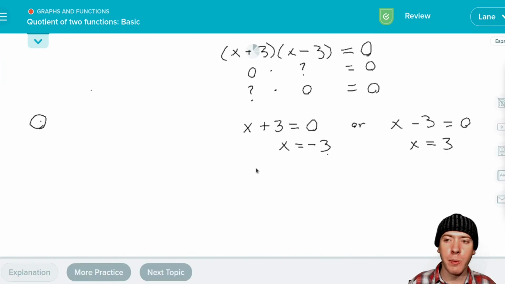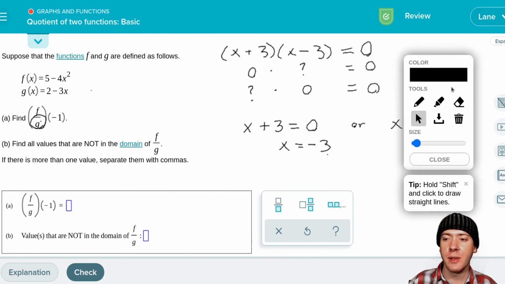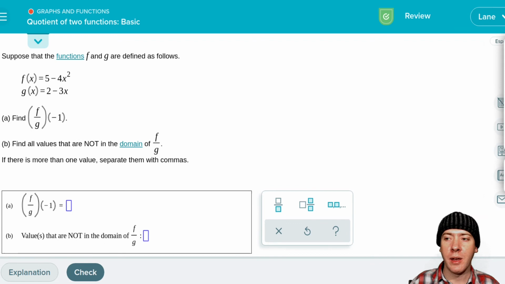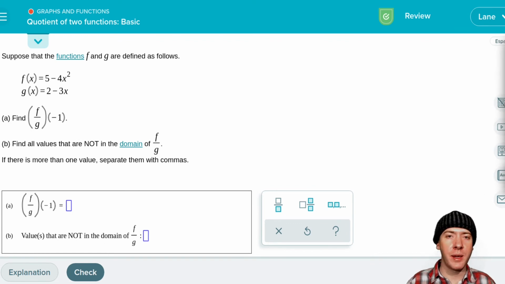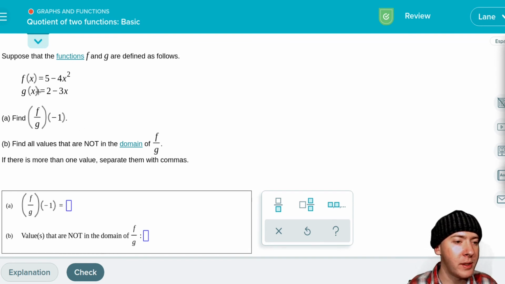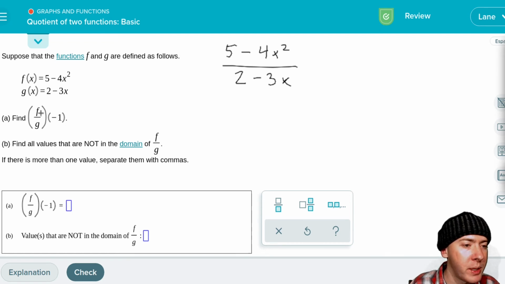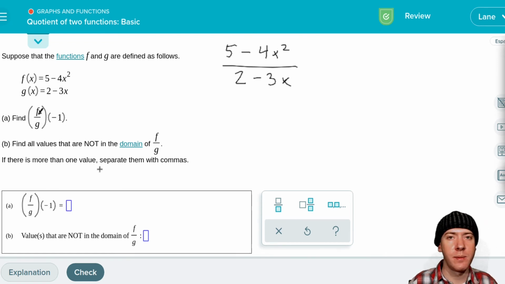Okay, let's work on one more problem. And again, if you'd like, please feel free to pause the video and try this on your own. And then when you're ready, come back and see if what I've done matches what you've done. All right, in this problem, we're going to put the function f on top. So we're going to write 5 minus 4x squared over 2 minus 3x, right? And I'm putting the f on top because that's where the f is right here.